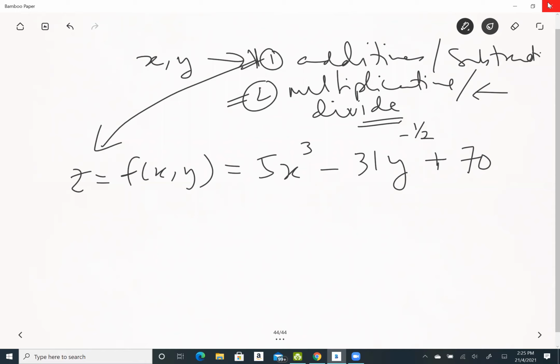So let's do that. Now you want to take the derivative with respect to x, we call it zx or fx equal to. So x is the variable. We start with the easy one. This time, x cubed is the variable. So what is the derivative of this term?